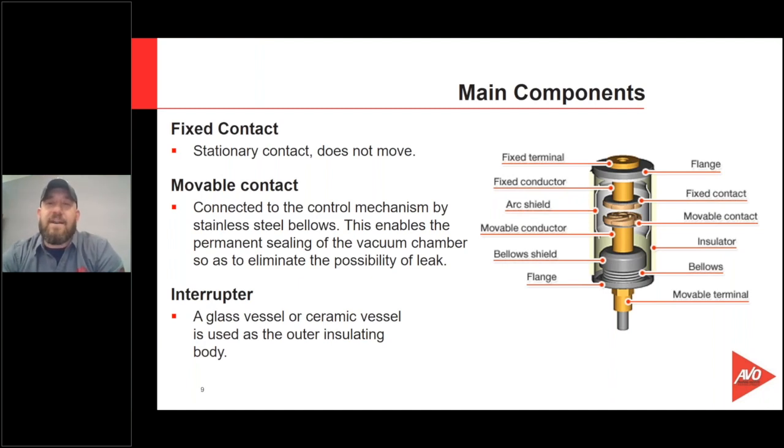So what happens is that arc shield, that outer shield, is protecting that outer portion, that glass or porcelain insulator of that bottle itself. So we've got an outer insulator that's going to be made of glass or some sort of ceramic material, and then we've got an arc shield on the inside that's going to protect that outer insulator portion. And then the metallic bellows, of course, on the inside is going to play a critical role in keeping that vacuum in that bottle.